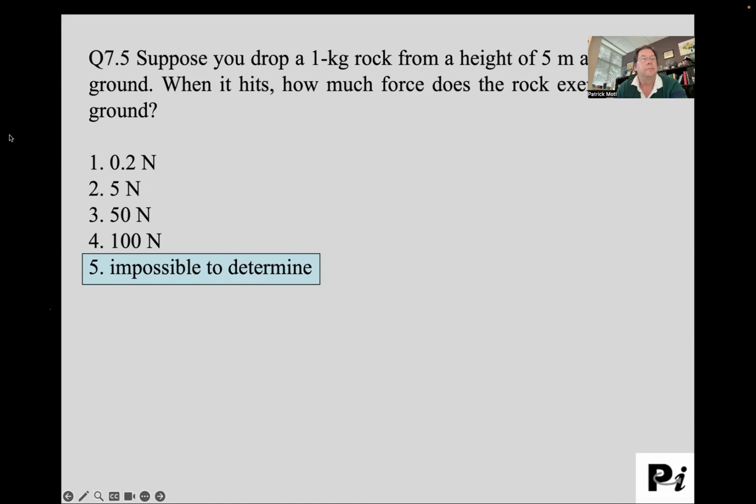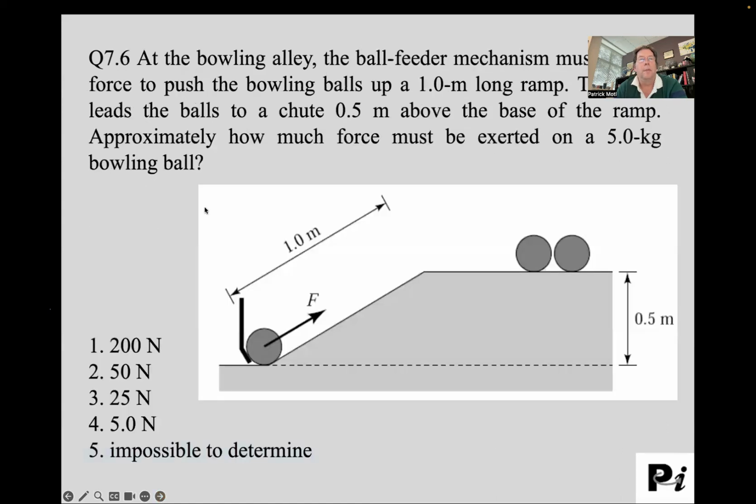All right. Let's try the next question. So there's a contraption at a bowling alley that is going to feed balls back up to you so you can bowl the next ball. The ball feeder mechanism is going to exert a force to push the balls up a 1 meter long ramp. It leads the ball to a chute, and that chute is a half meter above the base of the ramp. Approximately how much force must be exerted on a 5 kilogram bowling ball? So think about work done by forces and think about how big this force F has to be.